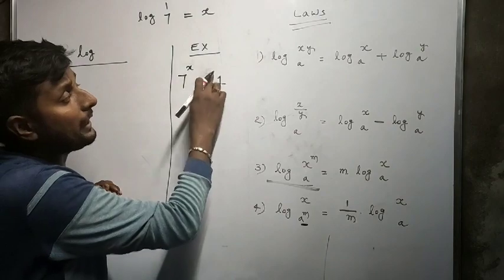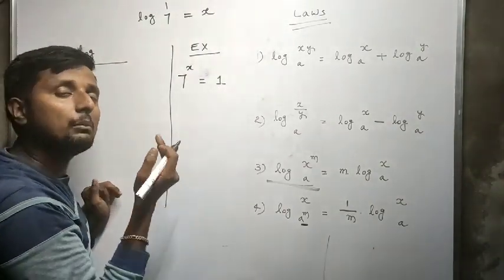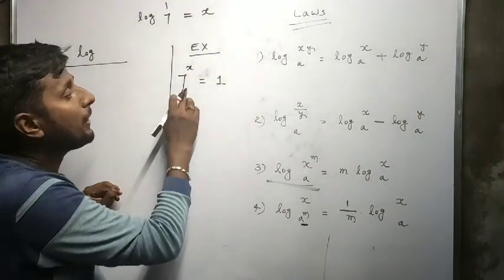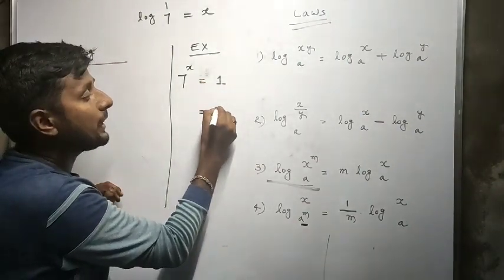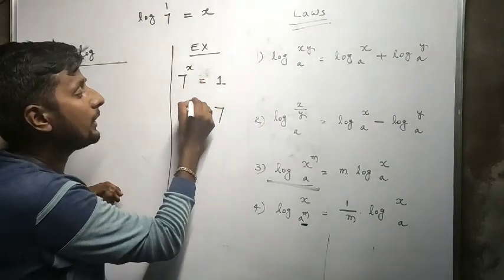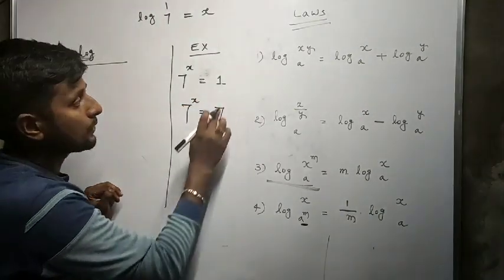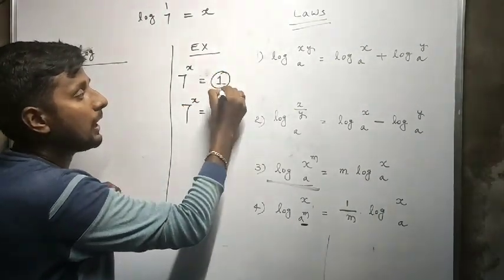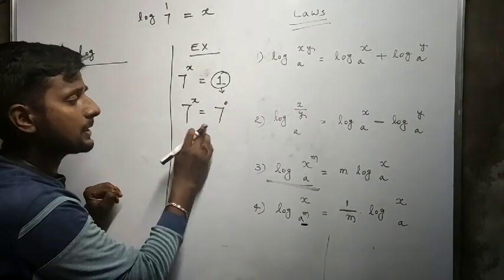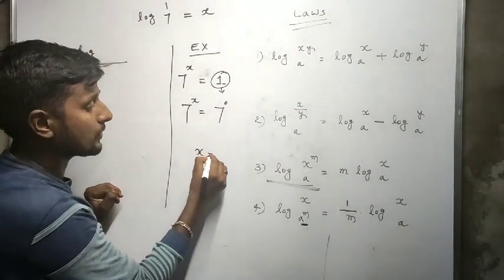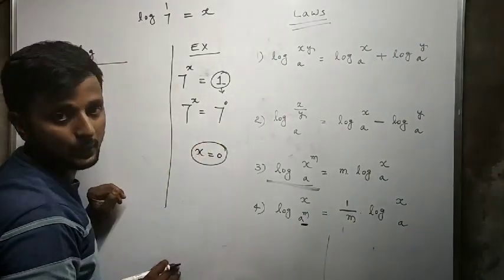We know any number power 0 is equal to 1. But we have to compare, we have an equality sign, am I right? So here also I need 7 only, because we already have 7 power x. So instead of 1, I can write 7 power 0, correct? 7 is the same, then the exponents are also the same, so x value is 0.